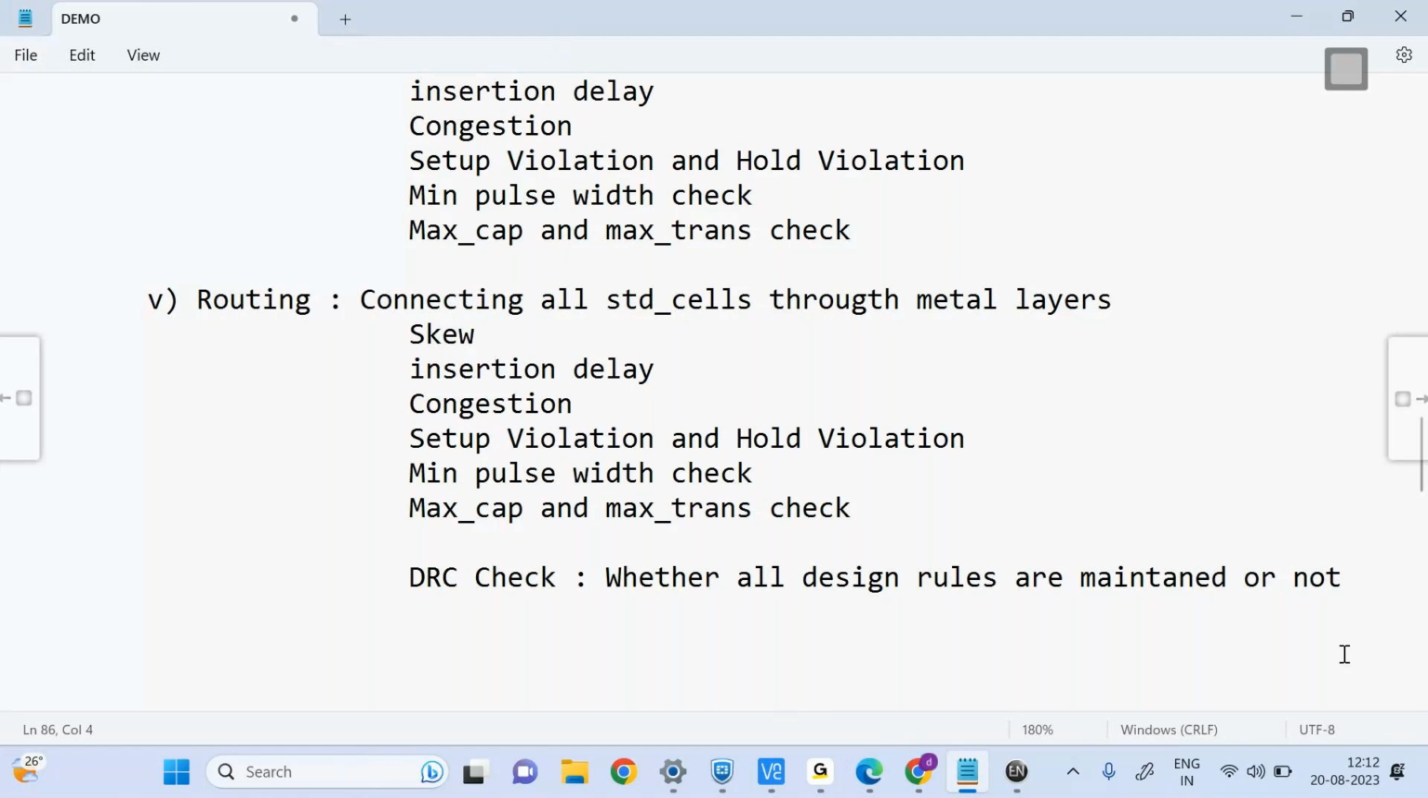Okay, now next is LVS. LVS stands for layout versus schematic.